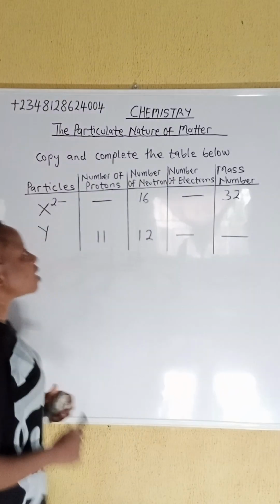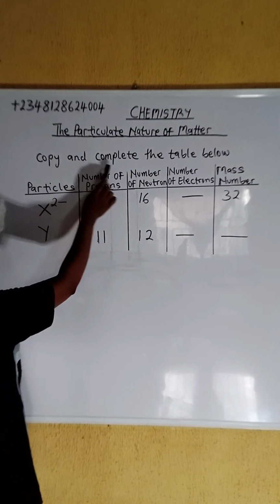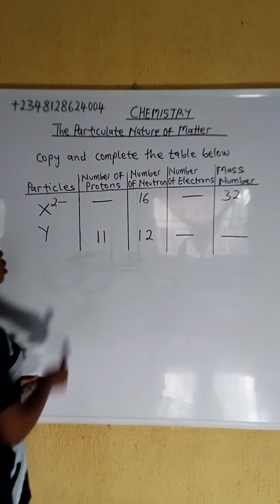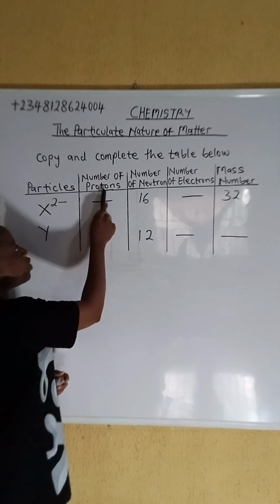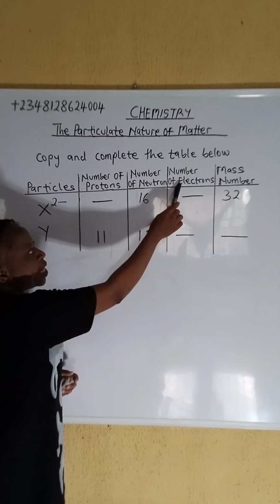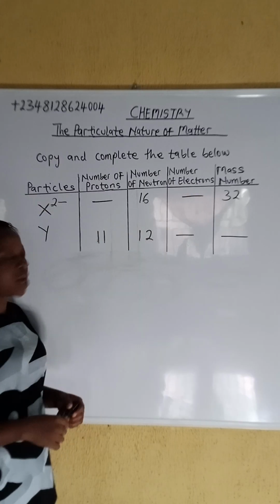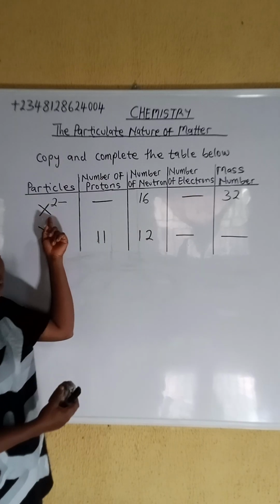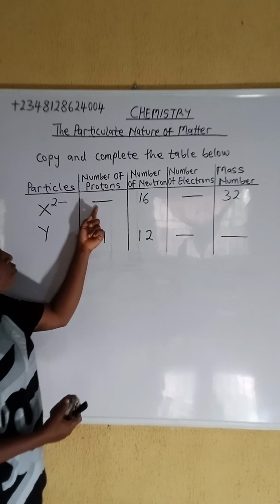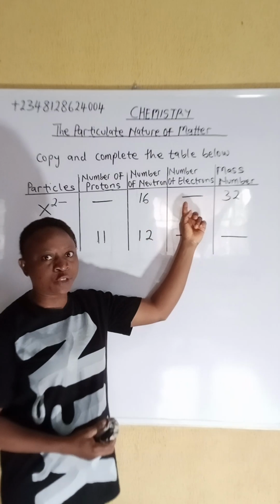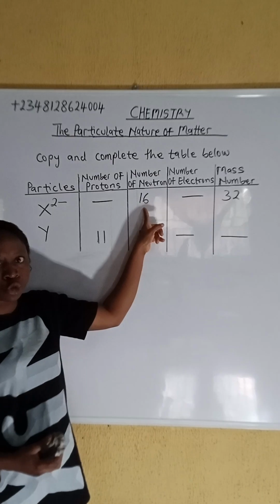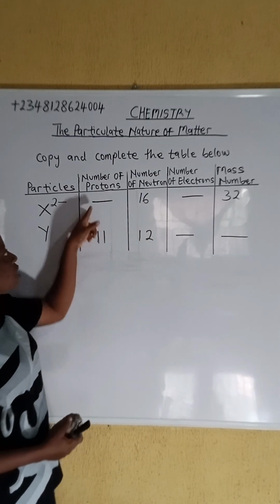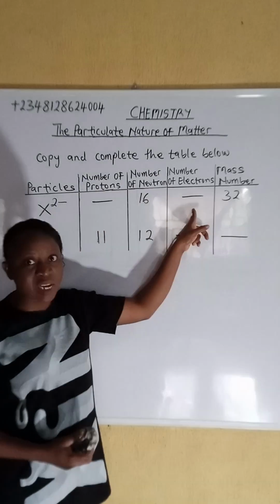This question together. It says, copy and complete the table below. We were given two different particles. We are to calculate the number of protons, the number of electrons, and the mass number. So let's answer the first question. We are to calculate the number of protons and the number of electrons. Then they've given us the mass number and the number of neutrons. So how can you calculate the number of protons and the number of electrons?